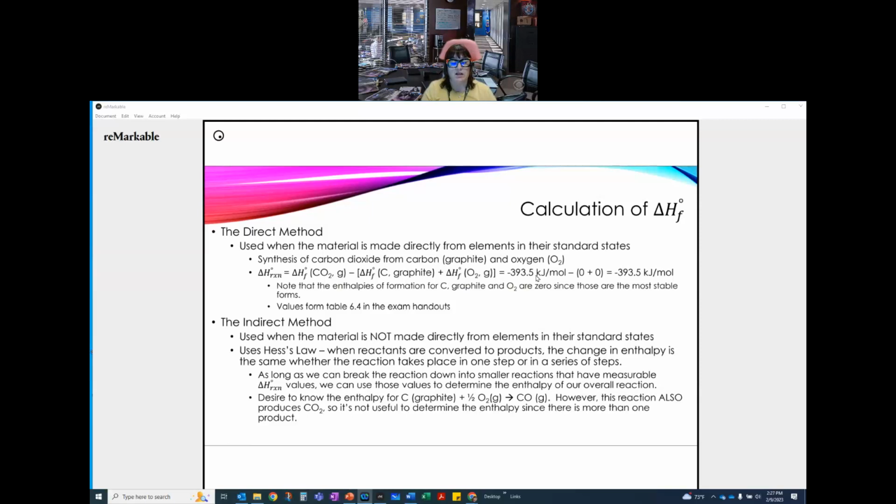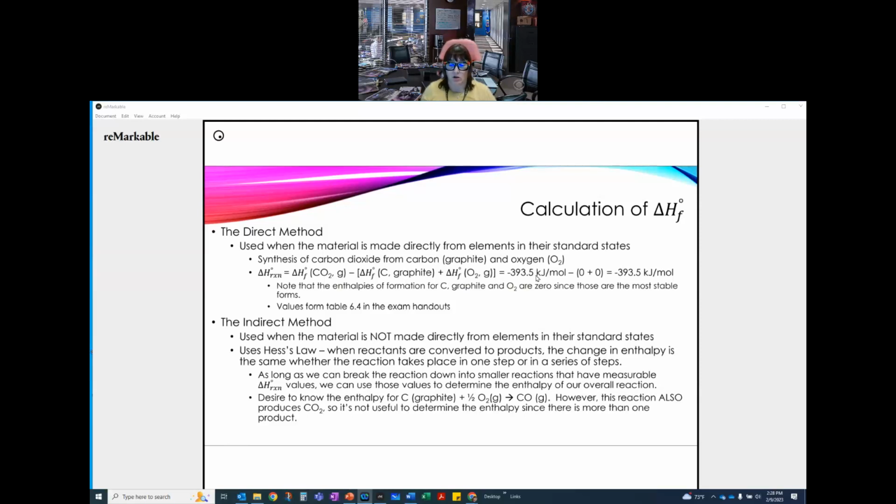Now, there is another method that we can use, and it's called the indirect method. So it's used when a material is not made directly from elements in their standard states. Sometimes we just can't do that. There's no way for us to do it. So we can use Hess's law. When reactants are converted to products, the change in enthalpy is the same whether the reaction takes place in one step or in a series of steps. So it doesn't matter how we get between point A and point B, the enthalpy is still there, right? So it's a state function, so we can do that.